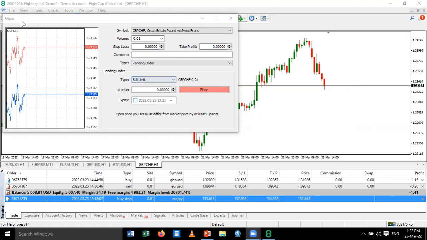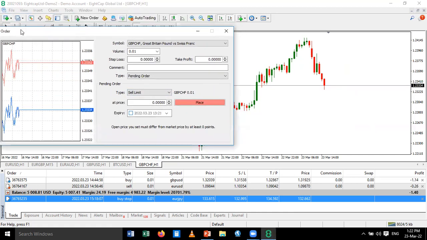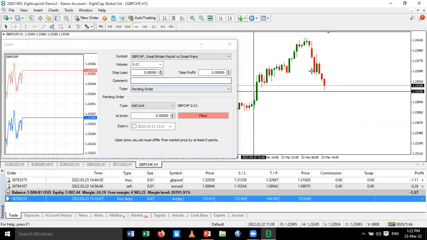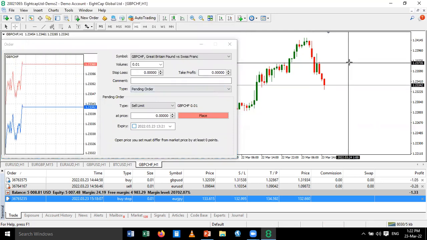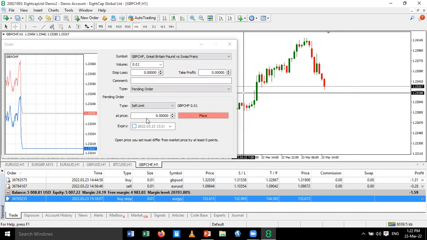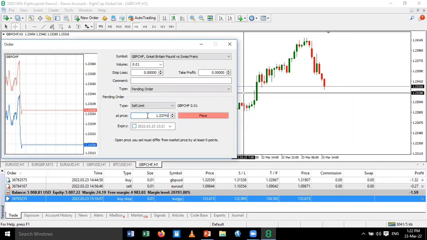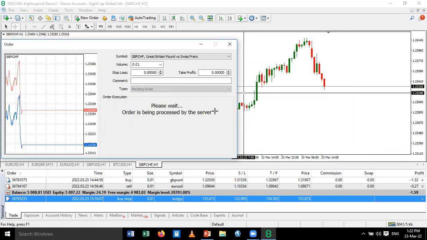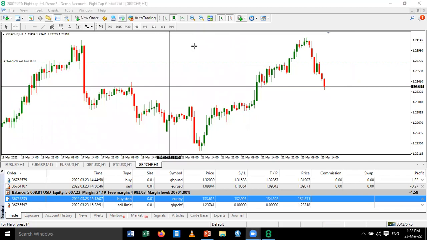At what price? Okay, I pick my crosshair to move. I might say, okay, I want to sell from this price. This is 1.23741. I come here, I put in 1.23741, and I click on place. I've executed a pending order, a sell limit, a sell pending order that is above current market price, sell limit.